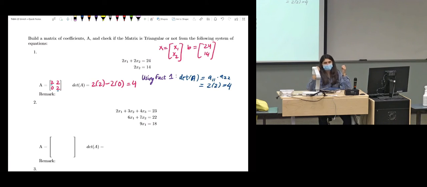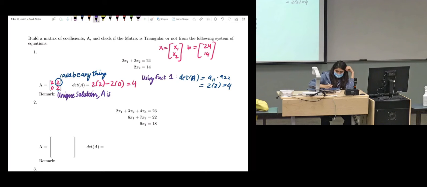It's an easy fact to remember, but this just helps you build an intuition of why that is the case. So if this is 0, which is always true in an upper triangular matrix, this 2 right here could be anything. We don't care. It would still be an upper triangular matrix. So we note that our determinant is indeed not 0. So we indeed have a unique solution, and A is upper triangular.